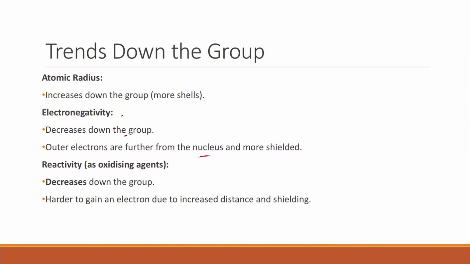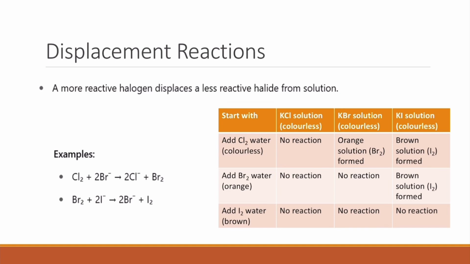Reactivity as an oxidizing agent, meaning gaining of the electron, will decrease down the group. And this is because it becomes harder to gain an electron down the group due to the increase in the distance between the outer shell electrons and the positively charged nucleus, and also because of the shielding. This is why we have these displacement reactions where a more reactive halogen displaces a less reactive halide from its solution. So chlorine will displace both the bromide and iodide to give a chloride solution and to give bromine or iodine.